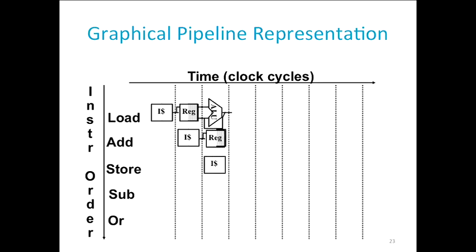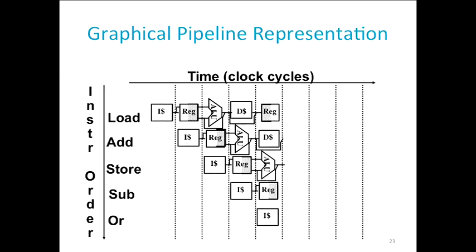Move to the third cycle. This guy's now in execute. You're now reading registers here. And now this guy is fetching. So this guy incremented the PC another +4 to get to the store instruction. Right, and so on. And so this cycle, 5 cycles later, we have 5 different instructions in 5 different stages of the pipeline. Okay? So that's a big speed up.